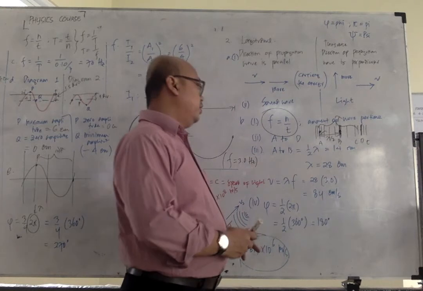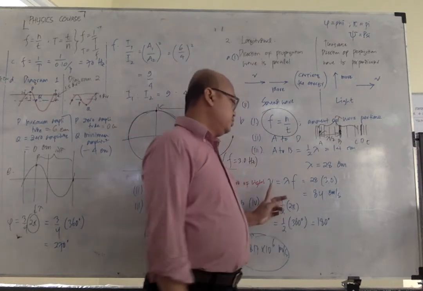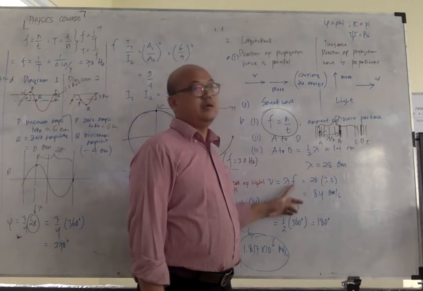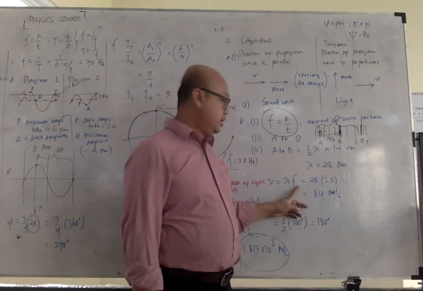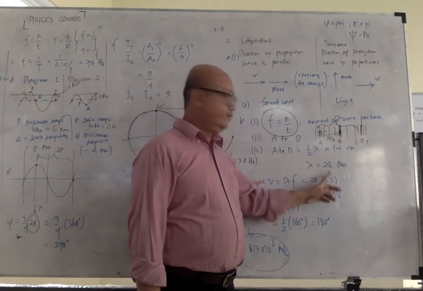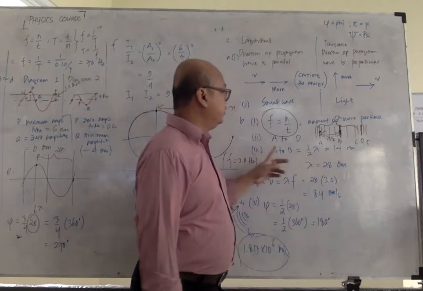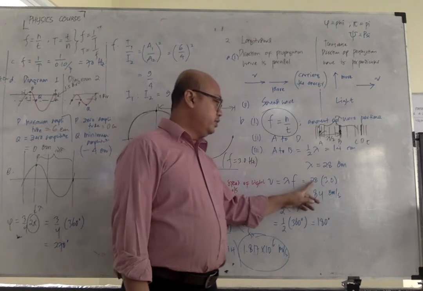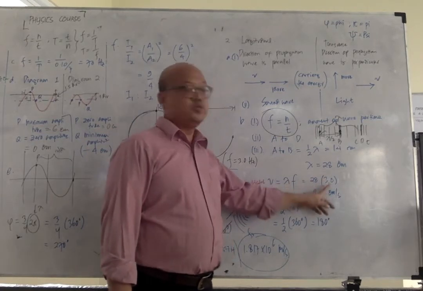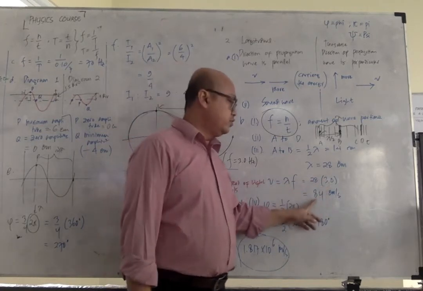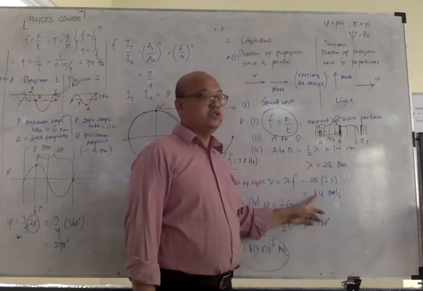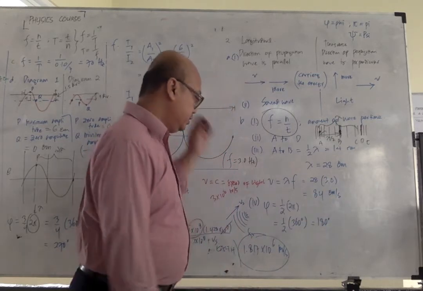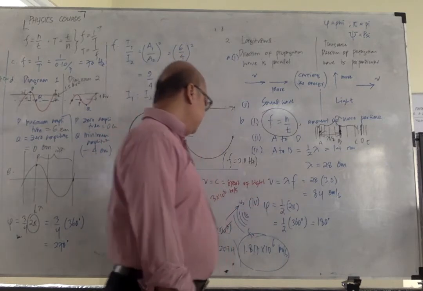Okay. Now the question is what the velocity is. The velocity is lambda times frequency. Lambda is 28 centimeters and the frequency is 3 hertz. So we calculate 28 times 3.0, which is equal to 84 centimeters per second. Yes, that's the velocity.